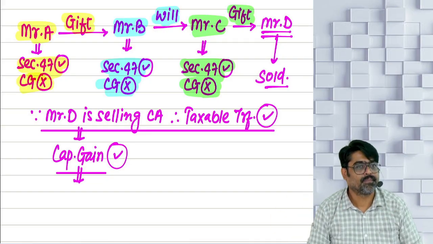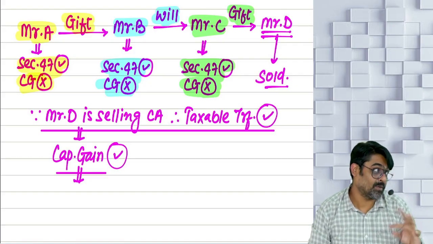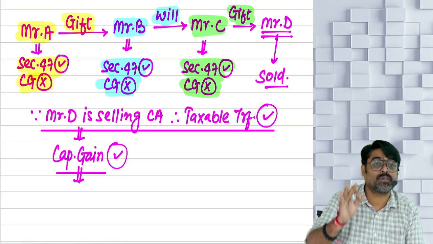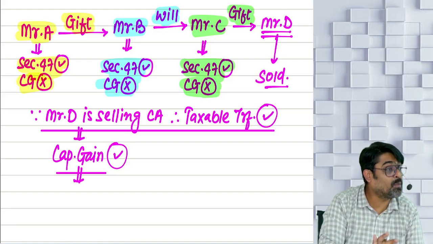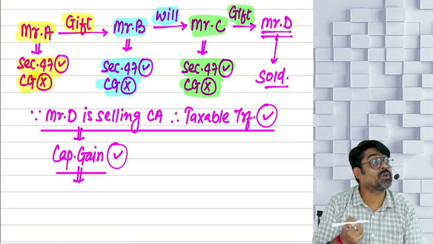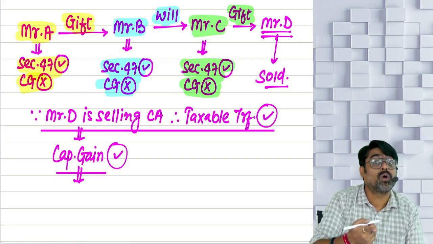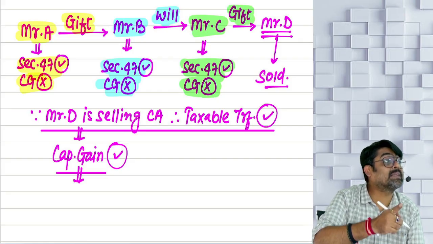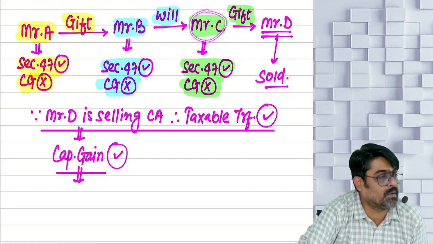Is it done? Which previous owner? C, B, A. Now there are multiple previous owners. You will take the cost of that previous owner who acquired the asset by way of any mode other than 49(1). Cost of that previous owner. What did I say? Cost of that previous owner who acquired the capital asset by way of any mode other than 49(1). Can I say C's cost will not come?